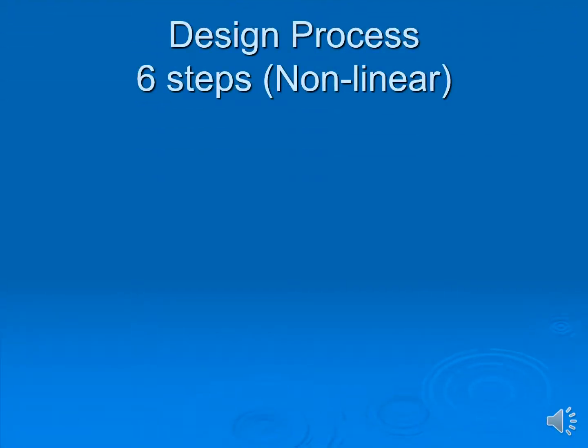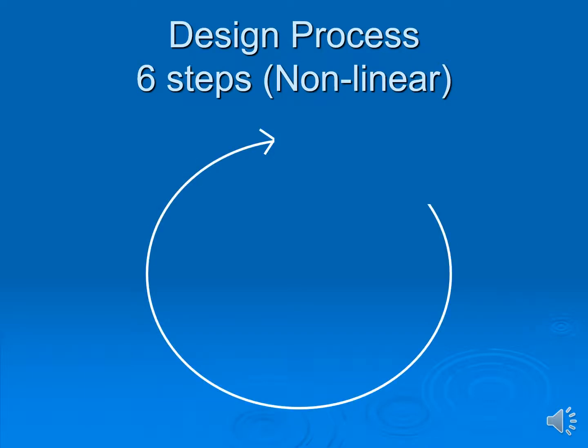The design process is non-linear, unlike the scientific method, and has basically 6 steps to it. These steps include identifying the problem. To be able to solve a problem, you have to be able to come up with a solution to any problem. You have to be able to identify the problem. The next step is to collect information, also known as brainstorming.